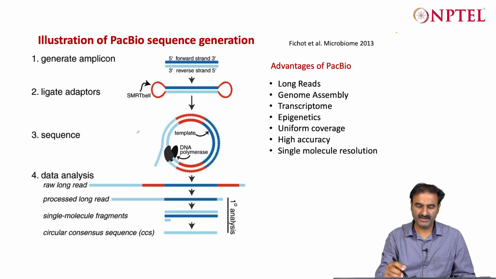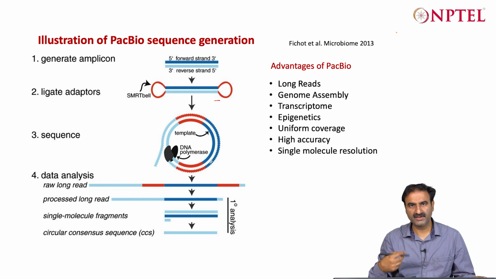You can see here that this is one SMRT well, with a bell kind of structure at both sides, which opens up and the polymerase moves. The single stranded DNA is made into another strand by replication, and while this is happening, fluorescent light is generated, which is read inside the ZMW.